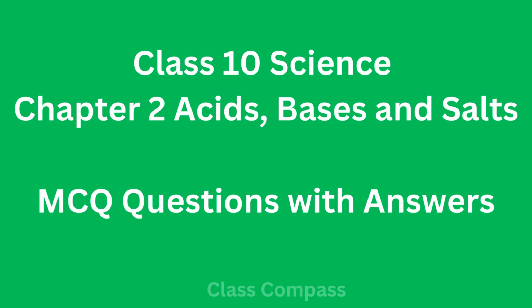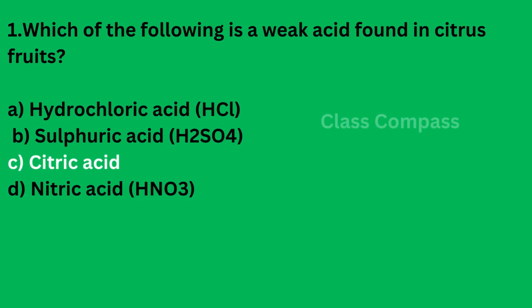Class 10 Science, Chapter 2 Acids, Bases and Salts, MCQ questions with answers. 1. Which of the following is a weak acid found in citrus fruits? A. Hydrochloric acid, HCl. B. Sulfuric acid, H2SO4. C. Citric acid. D. Nitric acid, HNO3. Answer is C.